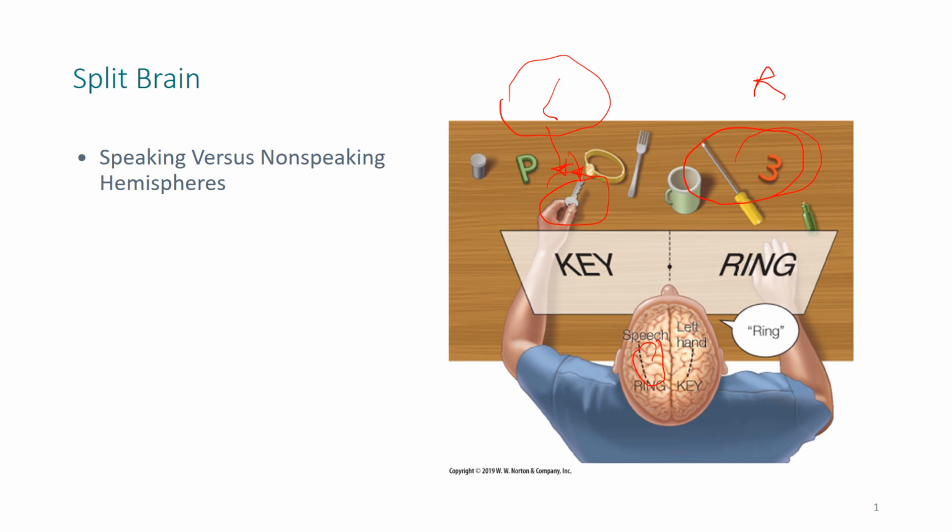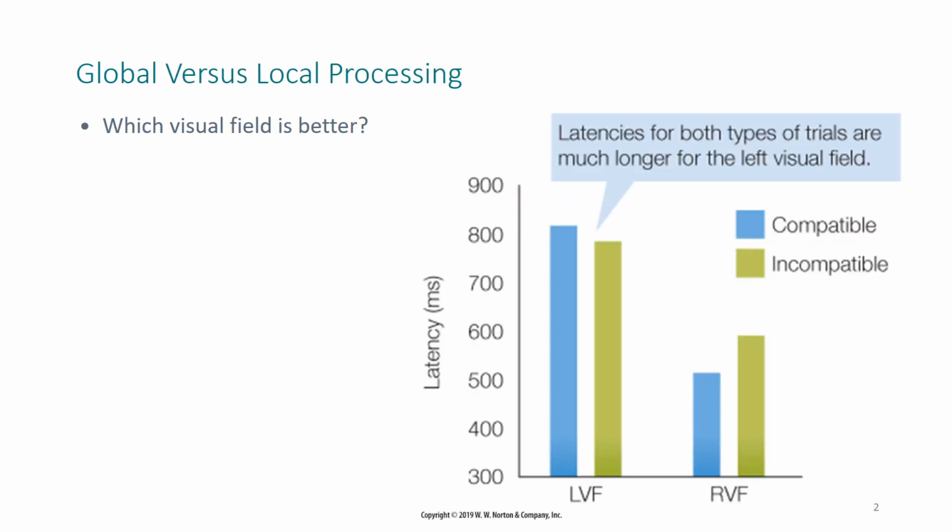The amazing thing actually is that the left hemisphere, which is responsible for the speech, if you ask the patient, why did you mention the key, he will create a story to make sense of why he was able to recognize the key. So it's really amazing how split brain patients behave.